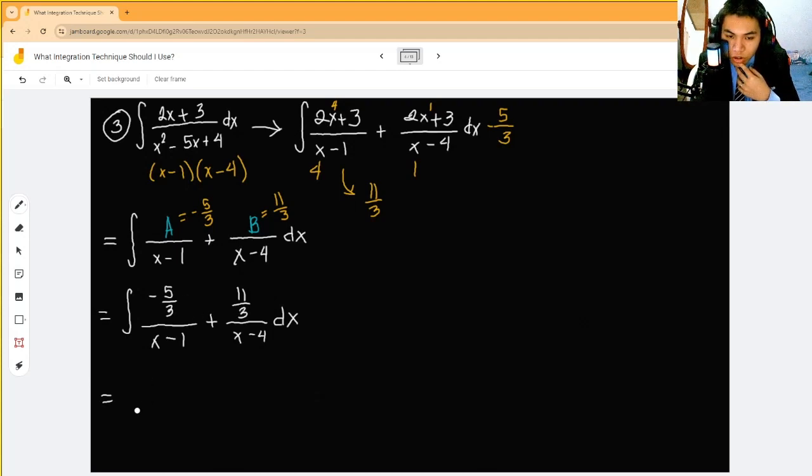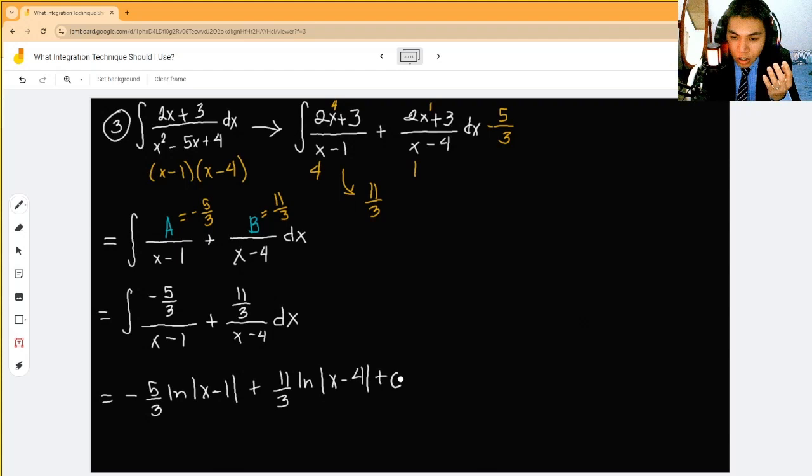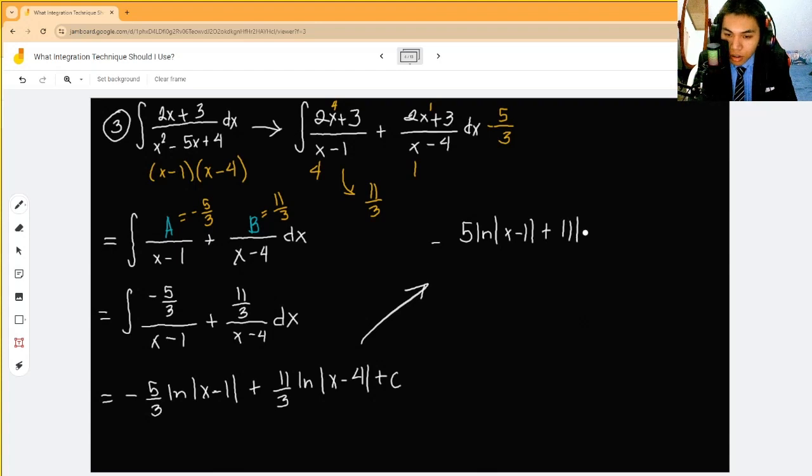If you perform u sub here, you should get an answer of negative 5/3 ln of the absolute value of x minus 1, plus 11/3 ln of the absolute value of x minus 4, and then plus c. If you want the answer in one fraction, you can combine it into one fraction right here. This will be negative 5 ln of x minus 1 plus 11 ln of the absolute value of x minus 4, all over 3, and we put plus c, and we are done. This is the final answer.